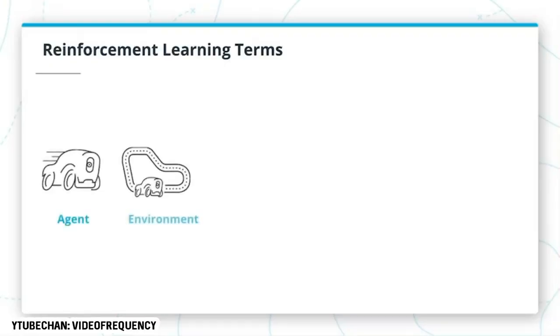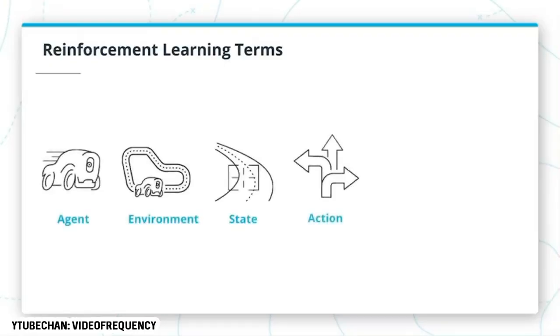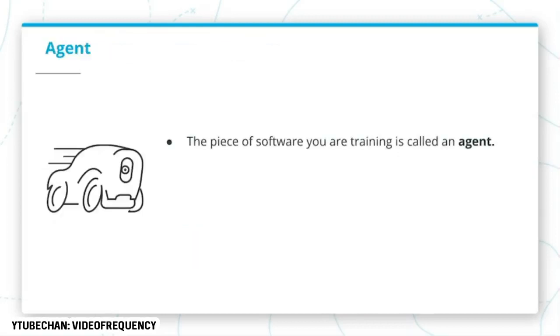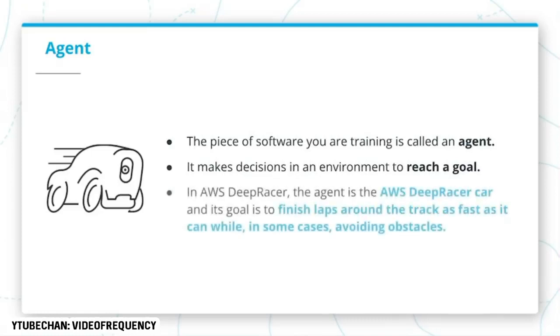Now, let's look at some basic reinforcement learning terms and concepts. You'll see how they all come together to make an AWS DeepRacer model later in this lesson. The piece of software you're training is called an agent. It makes decisions in an environment to reach a goal. In AWS DeepRacer, the agent is the car, and its goal is to finish laps around the track as fast as it can, while, in some cases, avoiding obstacles.